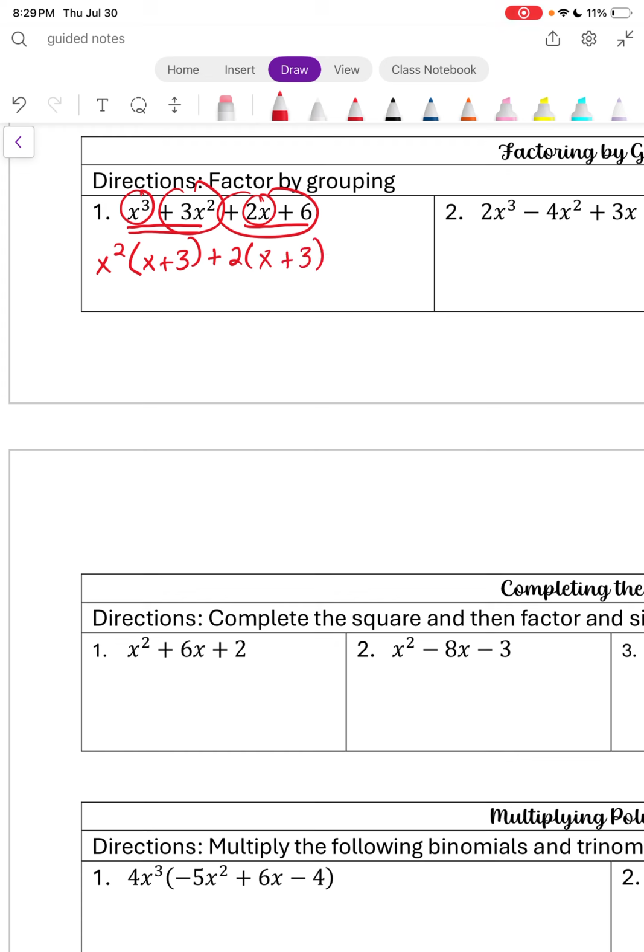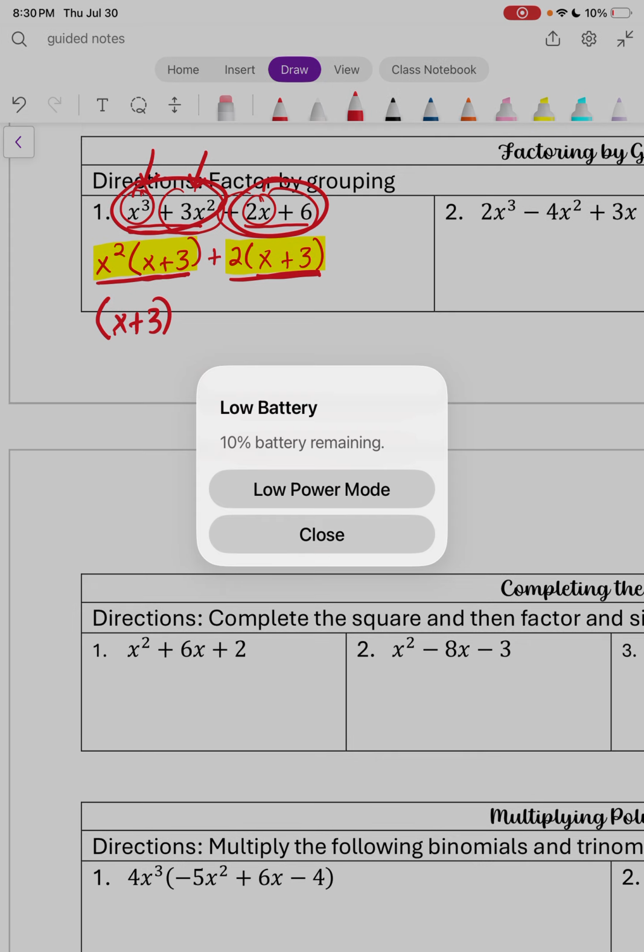Now, here's how you can tell if it works. Look at your two groups. In parentheses, notice that both of the groups have the exact same thing. What we're doing when we're factoring is removing something common; here, we removed x squared from both of those terms, and we removed 2 from both of those terms. Now my two terms have something in common too. I'm going to remove it from both groups and move it out front. So both groups now have an x plus 3 in common.